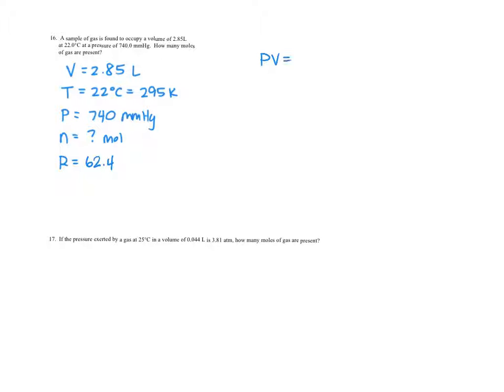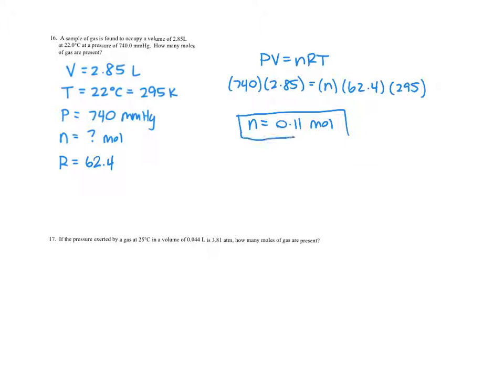Then I'm just going to write my equation. PV equals nRT. And I'm going to start plugging in. So we have 740 times 2.85, solving for n, equals n times 62.4, and then 295. So I'm just going to use my algebra. I'm going to multiply and then divide to get n by itself. And n should be 0.11. And then my unit is going to be moles. Always moles for n. Okay, go on to the next one.